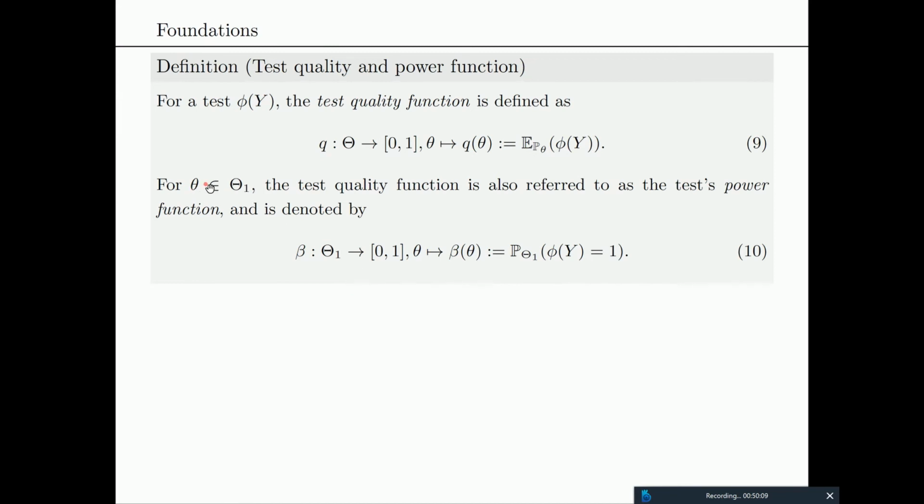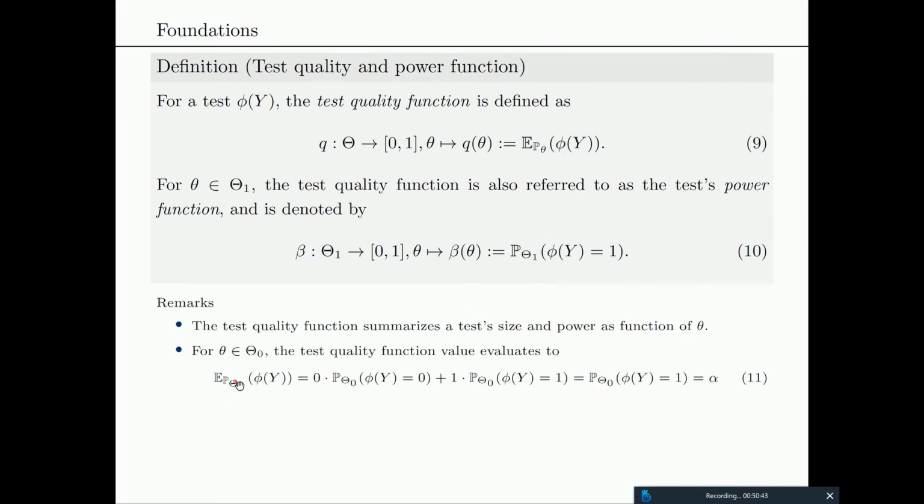If the parameter is in the alternative hypothesis, then the test quality function is also known as the test power function, and then it's usually written as beta, which maps values of the alternative hypothesis into 0, 1. Of course, this expected value corresponds, as we will see in a second, to the probability of the test rejecting the null hypothesis if the alternative hypothesis holds. So why does that follow?